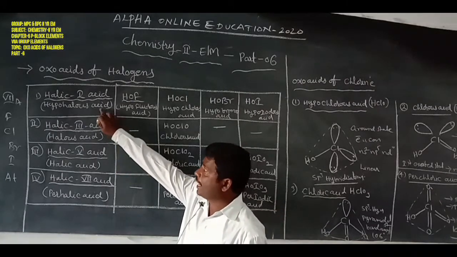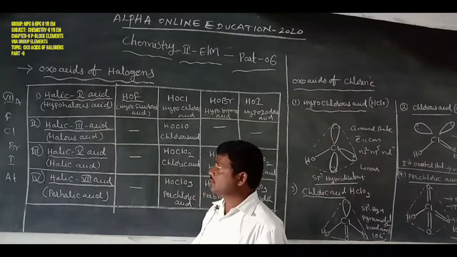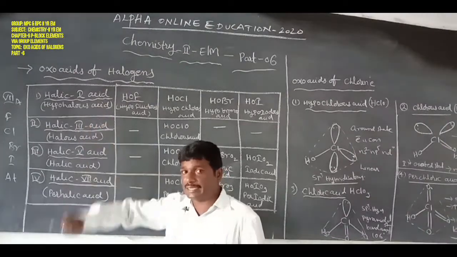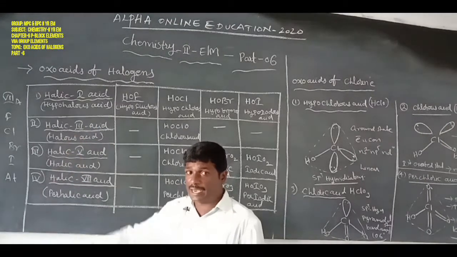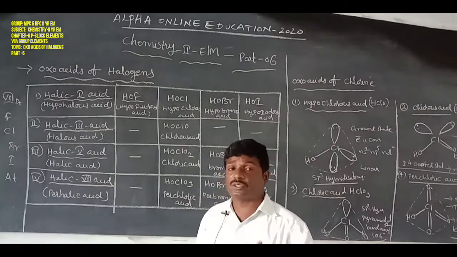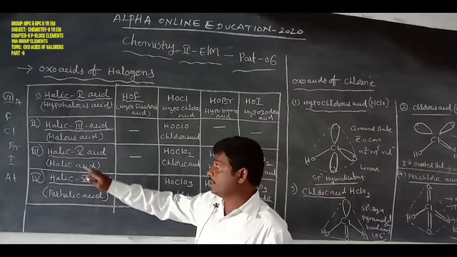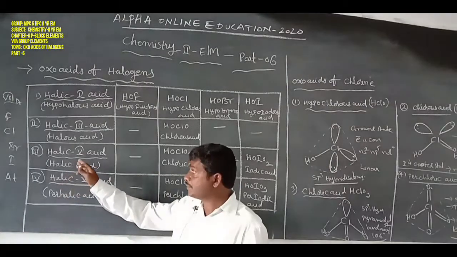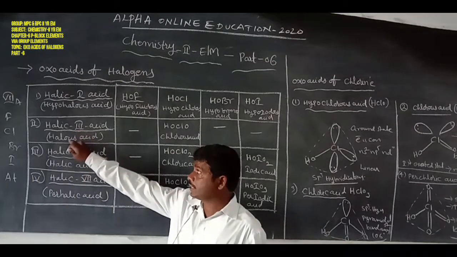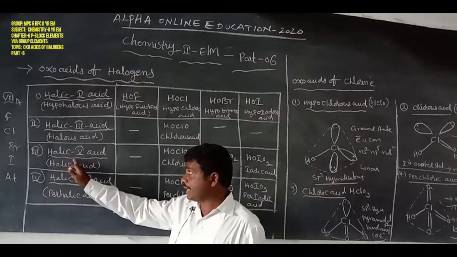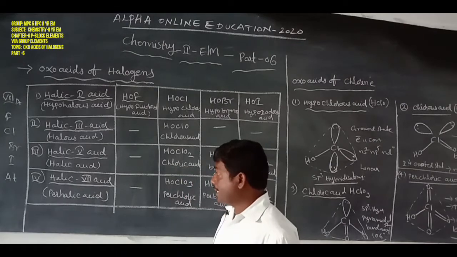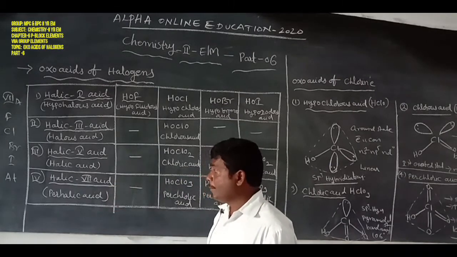The first is halic 1 acid, also called hypohalous acid. Second, halic 3 acid, also called halous acid. Third, halic 5 acid, also called halic acid. Fourth, halic 7 acid, also known as perhalic acid.